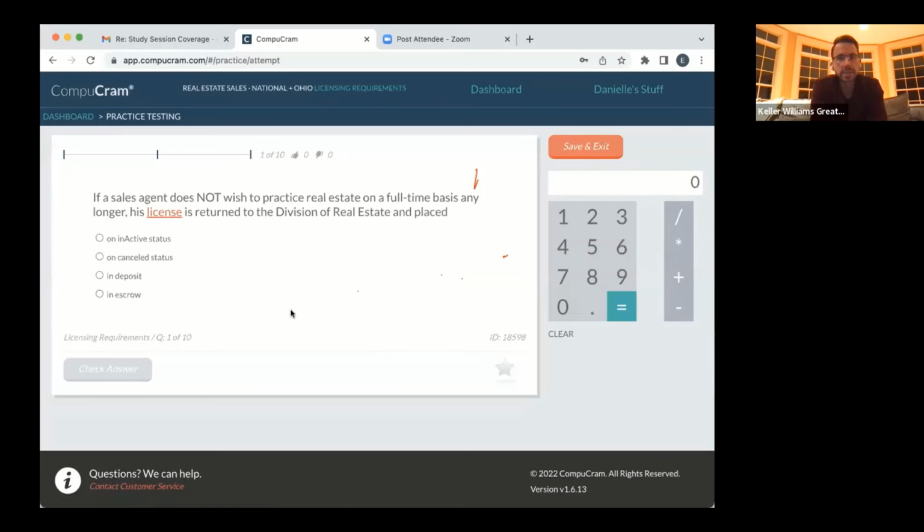All right, if a sales agent does not wish to practice real estate on a full-time basis any longer, his license is returned to the Division of Real Estate and placed on an inactive status, on a canceled status, on deposit, or in escrow.